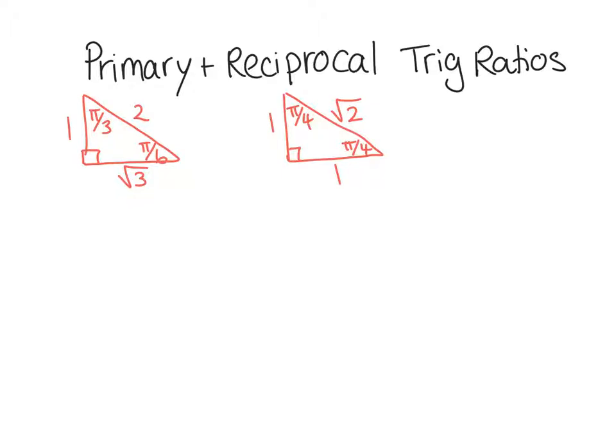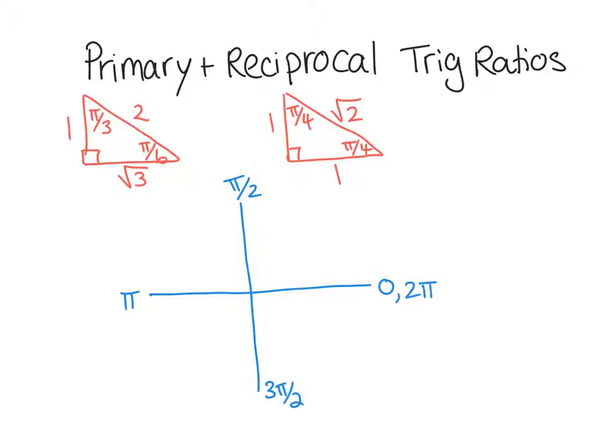Okay, so then we just have to apply those to 360 degrees, or 2 pi. So here we have our grid. It goes from 0 to pi over 2, which is 90, pi, which is 180, 3 pi over 2, which is 270, and then back to 2 pi. Our initial arm always lies here. Let's say I wanted you to find the primary and reciprocal trig ratios of 7 pi over 6.